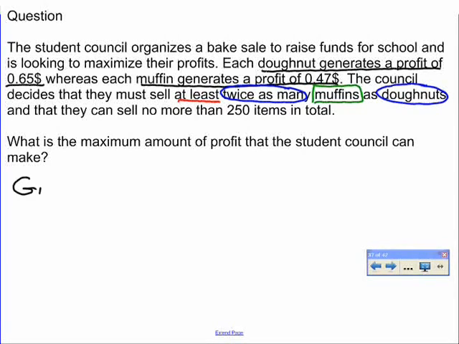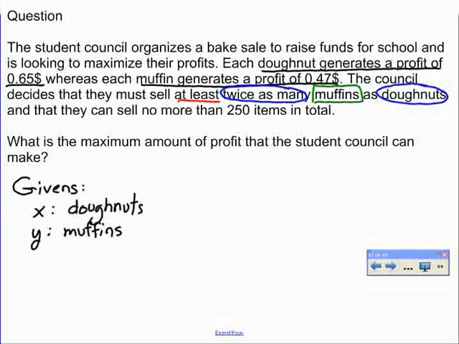So if we look at our givens, and we decide that x is going to represent our number of donuts, and that y will represent the number of muffins, we can rewrite the sentence that says they must sell at least twice as many muffins as donuts as the number of muffins must be at least twice as many as the number of donuts.